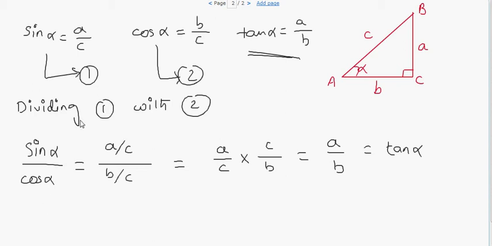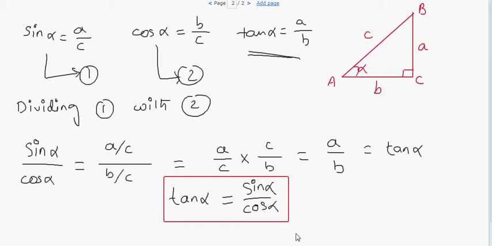Now we expressed tan alpha in terms of sine and cos. So tan alpha is equal to sine alpha divided by cos alpha. So that is one identity.